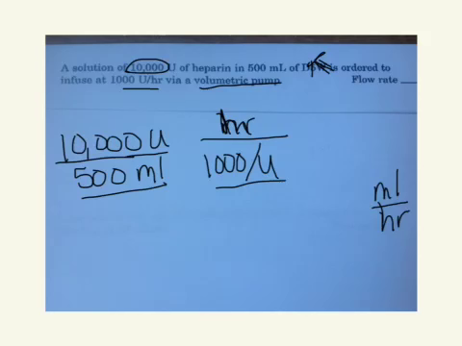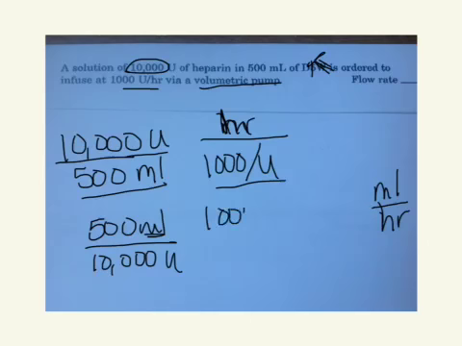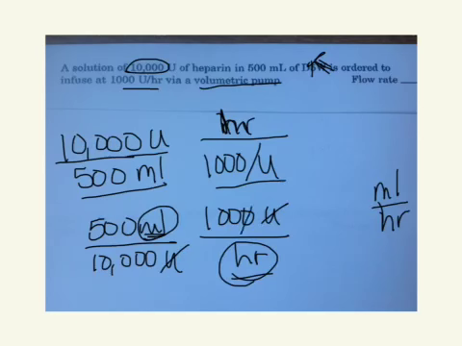So when we get rid of the things that we don't need, we can see that this is upside down, and so we're just going to have to change the whole thing upside down. So we've got 500 milliliters over 10,000 units, because we need the milliliters to be on top. And then we have 1,000 units per hour, because we need the hour to be on the bottom. So the first thing we do is get rid of those units. That leaves us milliliters per hour. And then get rid of some of the zeros.